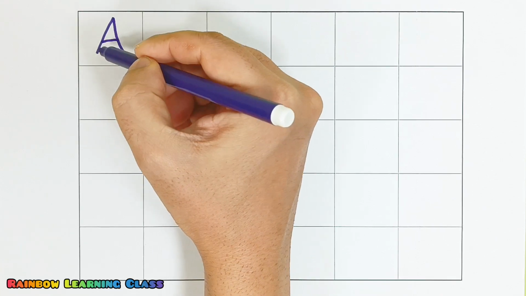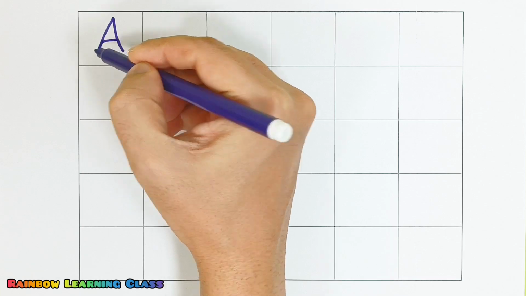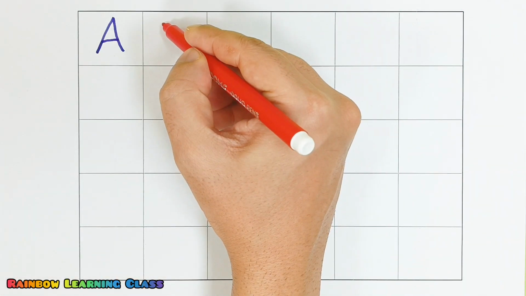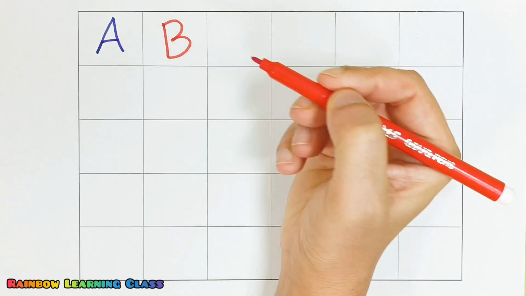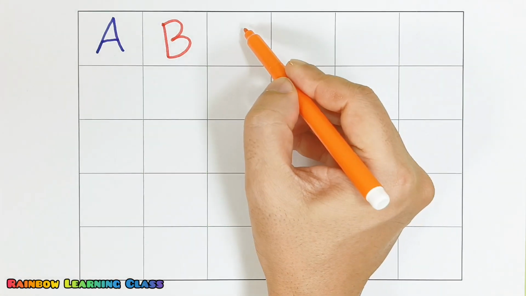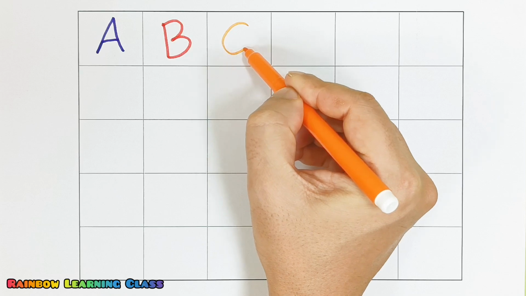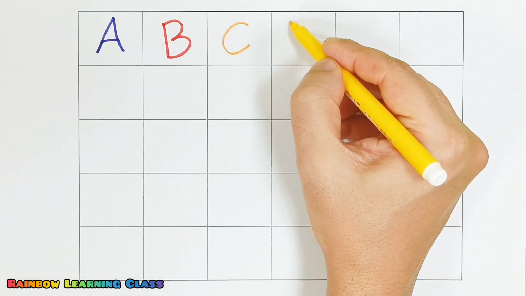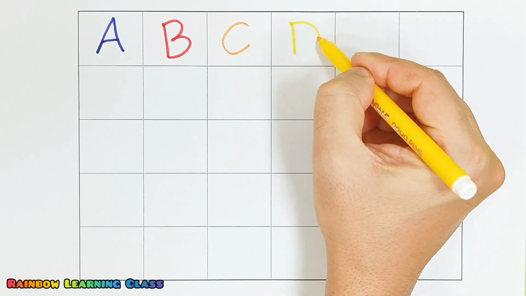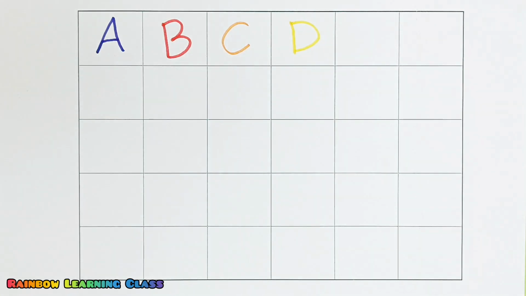A for ant. B for ball. C for cat. D for duck.